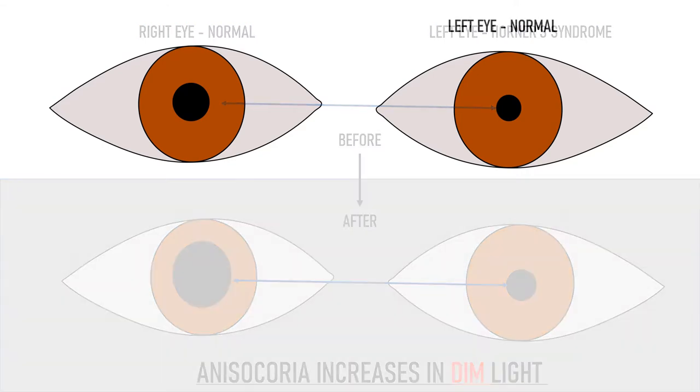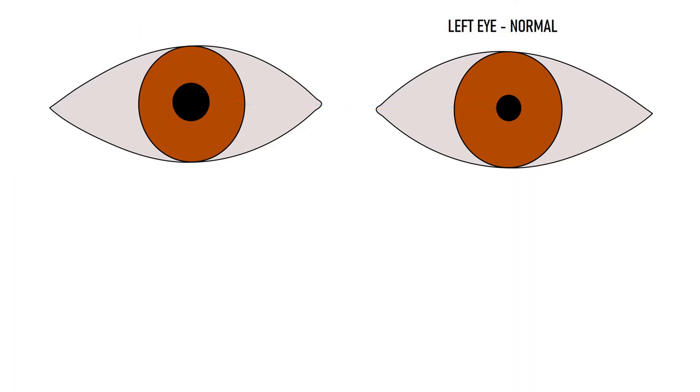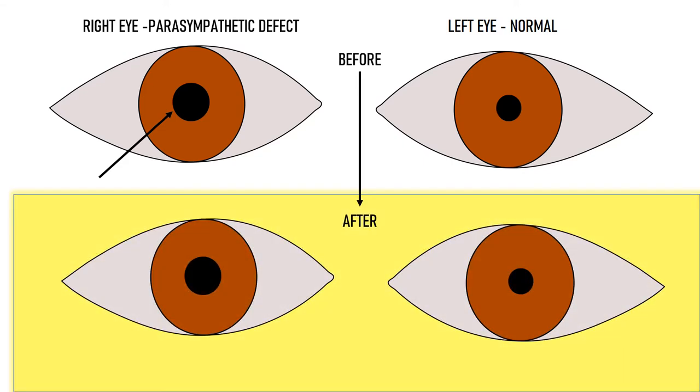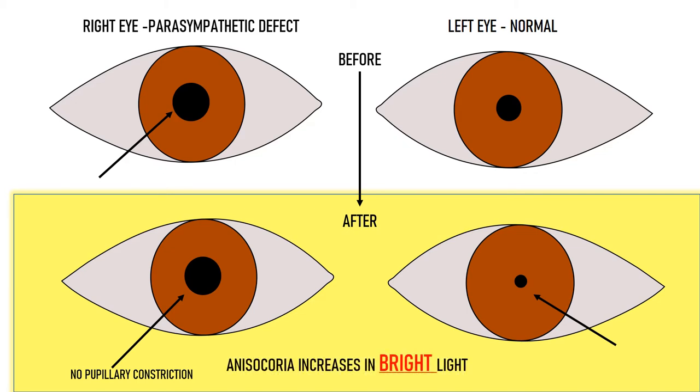Now let's consider the alternate scenario. Suppose the defect is in the right eye, and instead of the left pupil being smaller than normal, it is the right pupil which is larger because of some defect in the parasympathetic pathway which controls pupillary constriction. Thus, in this case, when the eyes are exposed to bright light, the right eye would not constrict properly while the left eye would have normal pupillary constriction. This will increase the anisocoria again, but now in this case, the anisocoria is greater in bright light.